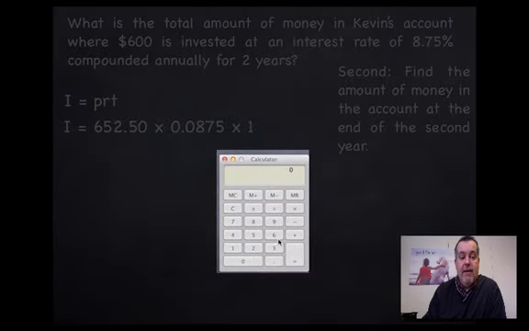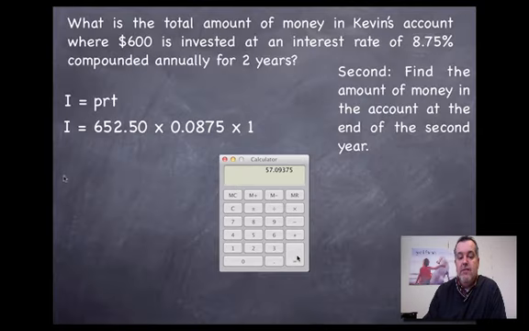We use our calculator and we're going to multiply 652.5 times 0.0875 times 1. Not that we have to, but we will. And we get 57.09. We'll just disregard what's after the 9 there.